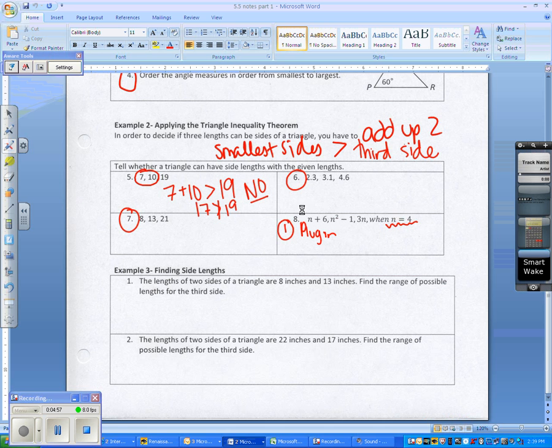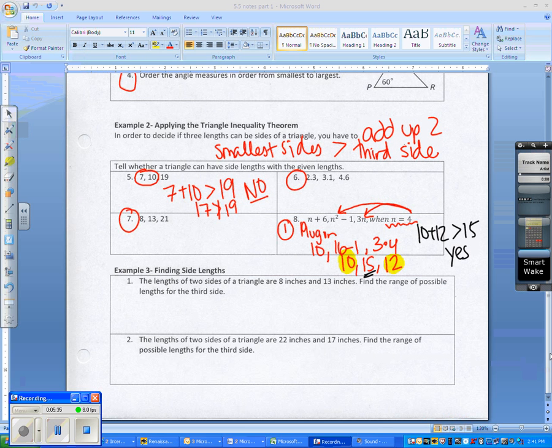So if n equals 4, then this side length would be 4 plus 6, that's 10. If you plugged it in here, 4 squared, that's 16, minus 1, so that would be 15. And if you plugged it in here, 3 times n, 3 times 4, that would be 12. So you take the two smallest sides, that would be 10 and 12. You add them up and see if they're bigger than that third side, 15. So 10 plus 12, is it bigger than the third side? Yes, so this will make a triangle. All right.